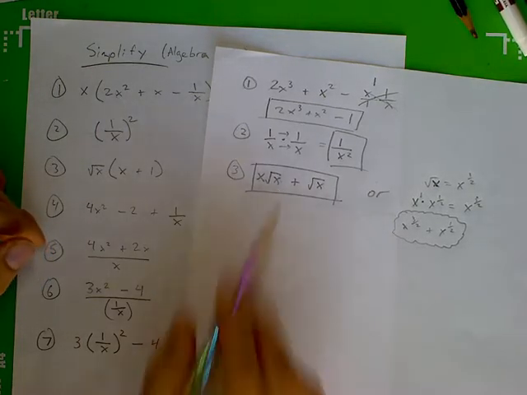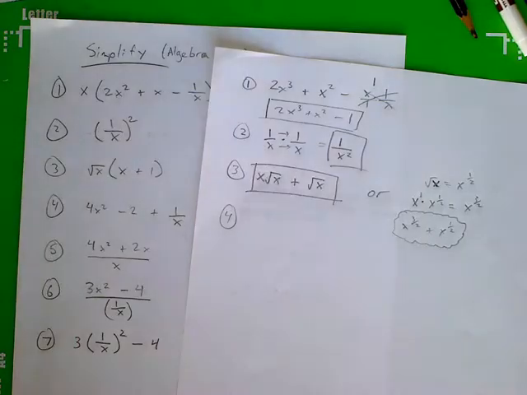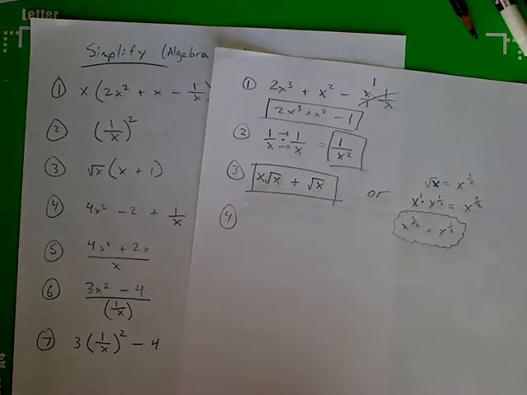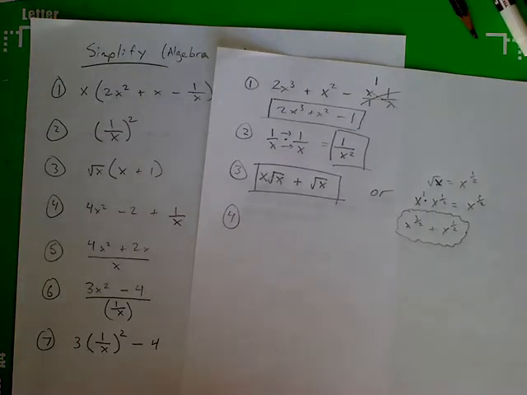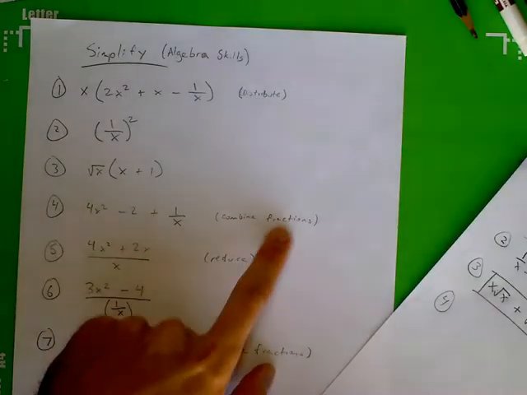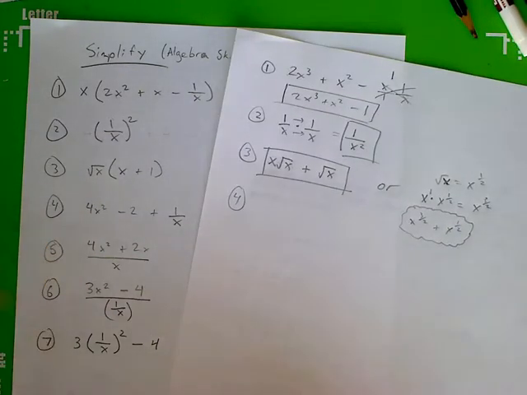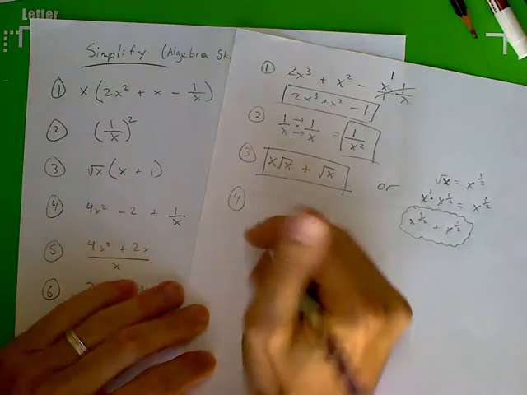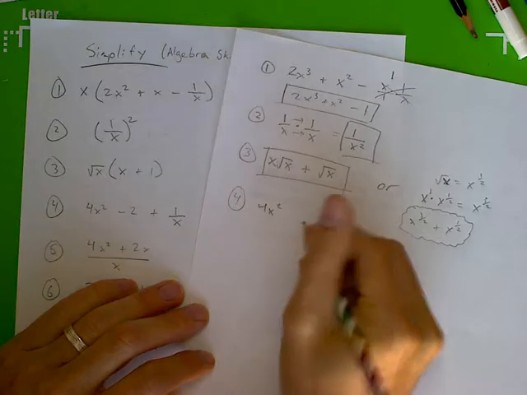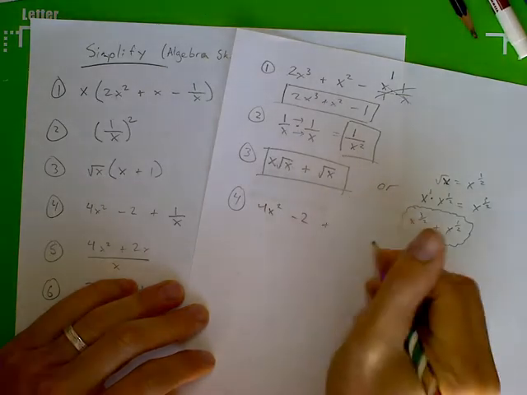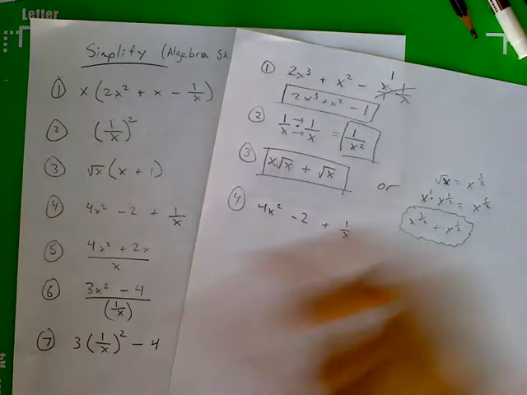But if you leave it like this for now, that's fine. Okay. Number 4. So here, I asked you to combine these fractions. What fractions? I only see one fraction. Well, I want to make these other things fractions. So how do I make something that's not a fraction look like a fraction? Put it over 1.